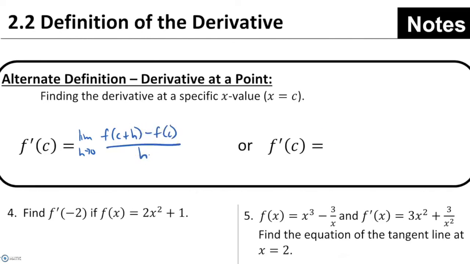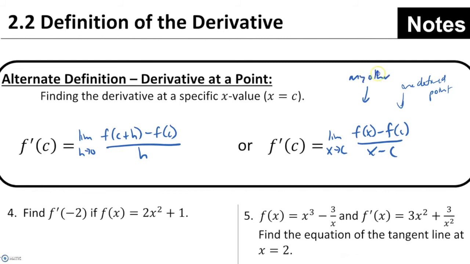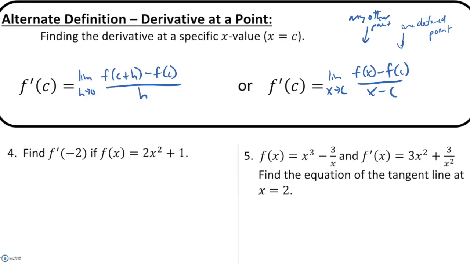The other option is to think more like the average rate of change and take a limit as x goes to that c value for f of x minus f of c all over x minus c, saying that I have one defined point that I'm working with, and I'm letting it get closer and closer to any other point. And the only reason we're going to even think about using this definition is in case we only want to find a derivative at a single value, and we don't want to go through the trouble of getting our derivative function. So look to example 4.